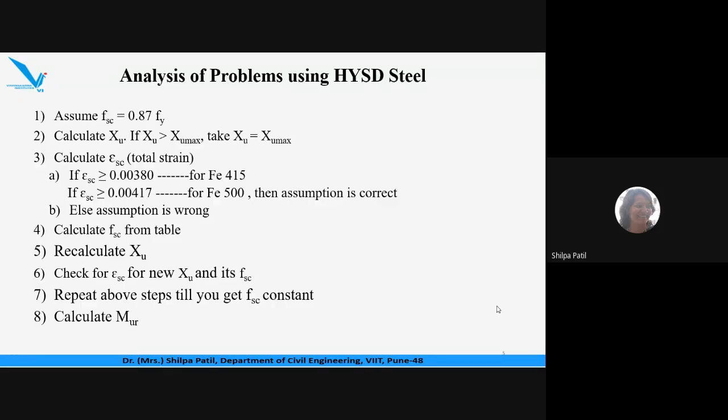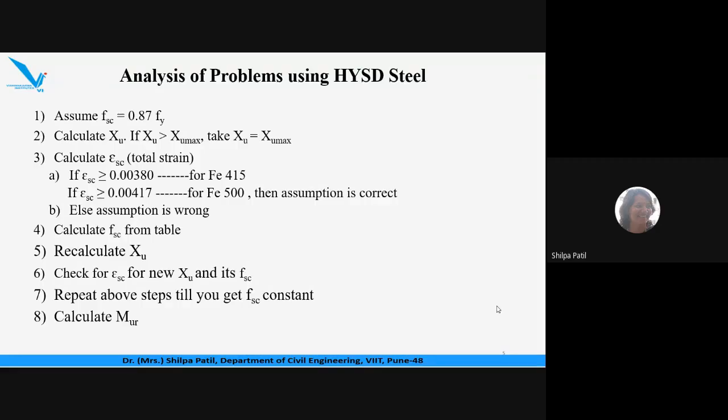We will calculate XU. If XU is coming greater than XU max, as per the codal provisions, we have to limit XU to XU max. Based on this comparison, again we have to decide whether the given section is under reinforced or over reinforced. Then we do not calculate FSC directly in the case of HYSD steel.